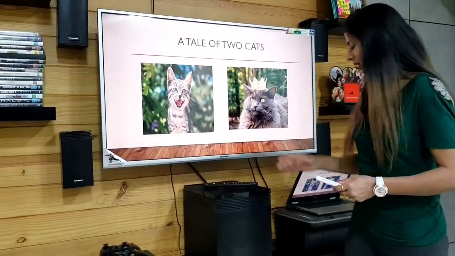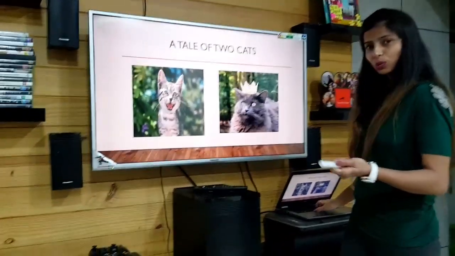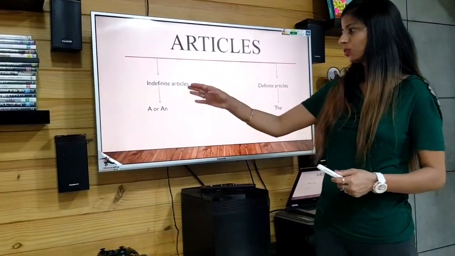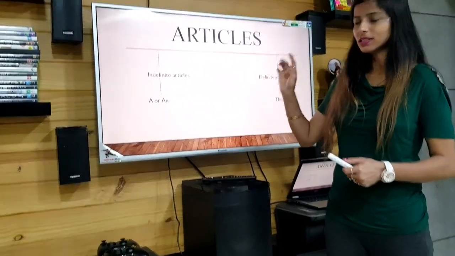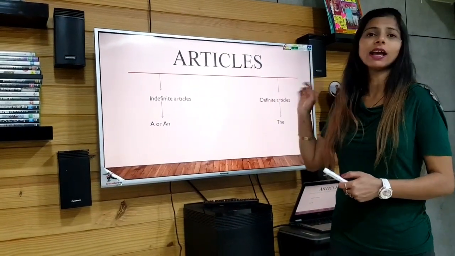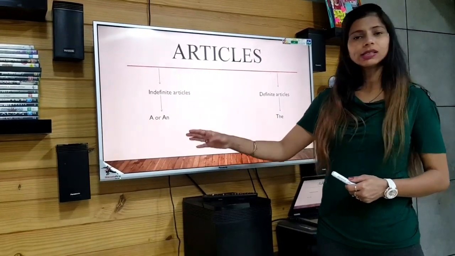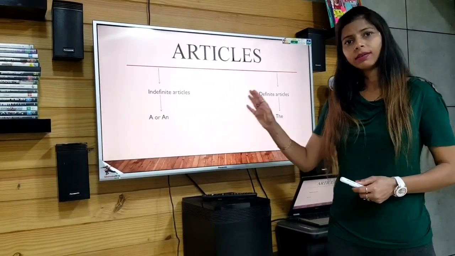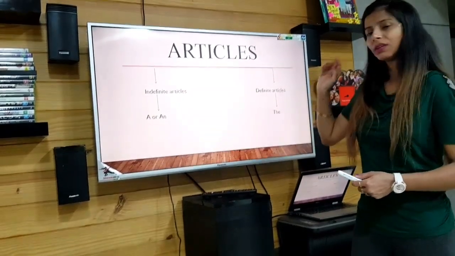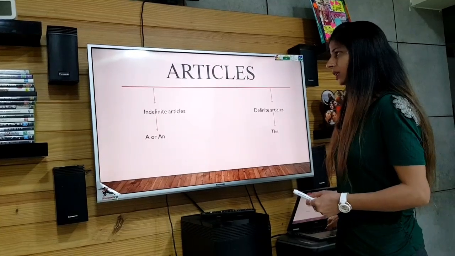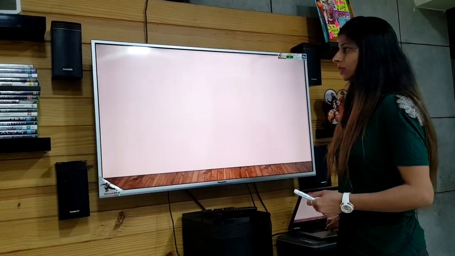Now let's see the categories of articles. Now you must have got that today's topic is articles. And now we have two categories of articles, indefinite articles and definite articles. So what are the indefinite articles? A or an. And then what is the definite article? That is the. So now let's see what is the difference between these two.